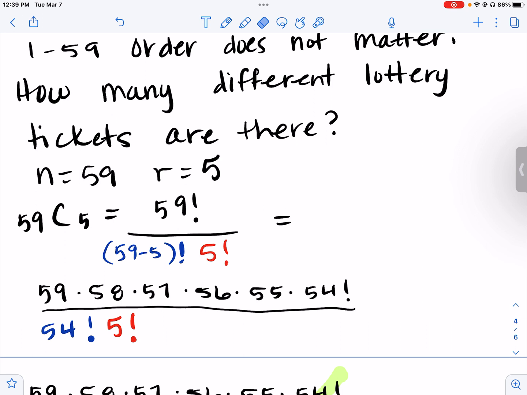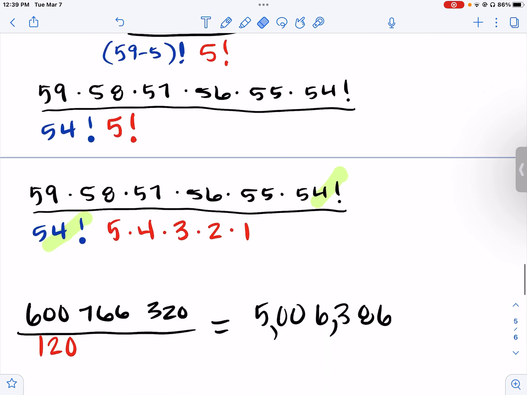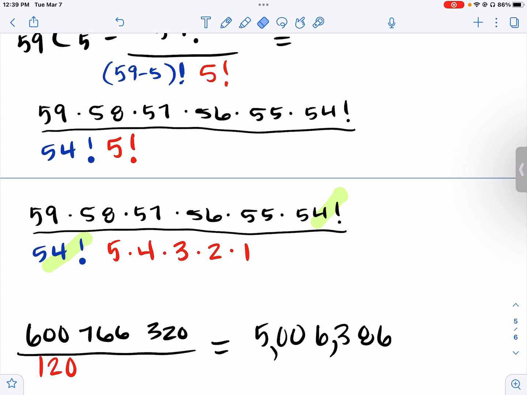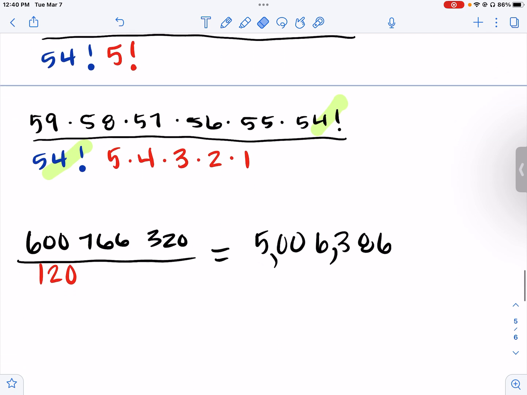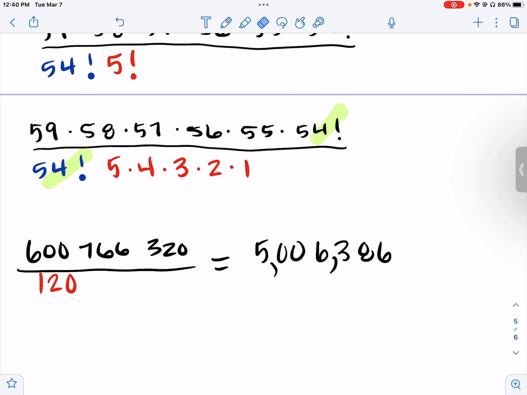Okay, on top, what does 54 factorial mean? That means the rest of the 54 through the 1. Okay, so those will divide out. On bottom, we have 5 times 4 times 3 times 2 times 1. Multiply that out, multiply the top. Okay, and that gives us over 5 million lottery tickets. Okay, so the 54 factorials on the top and bottom divided out. So you just multiply 59, 58, 57, 56, and 55. And that's the end of this section.